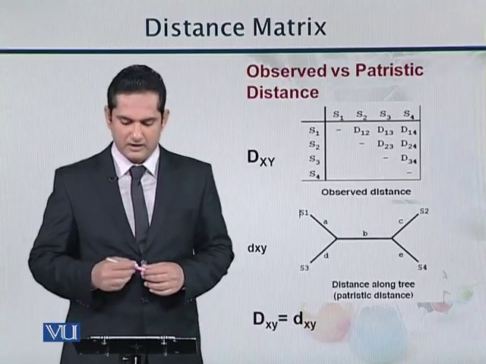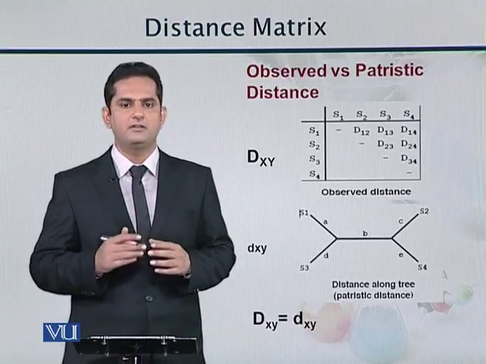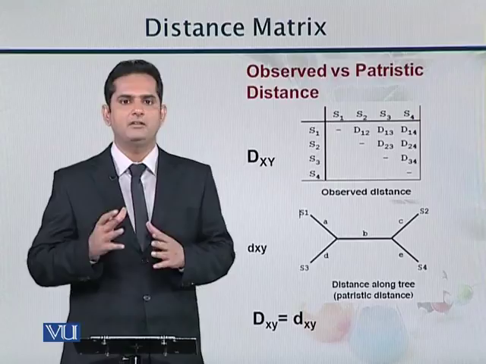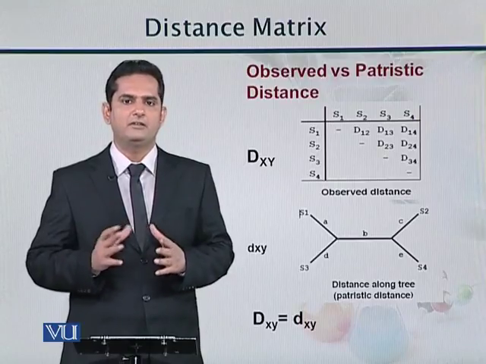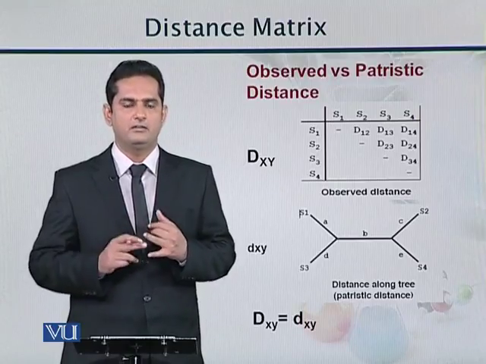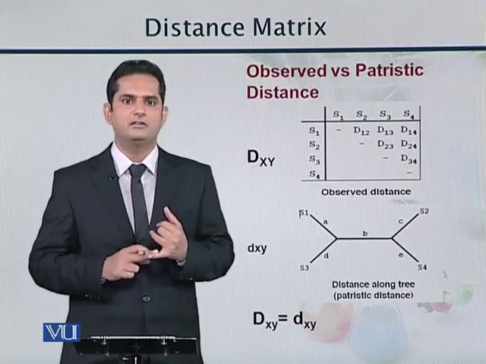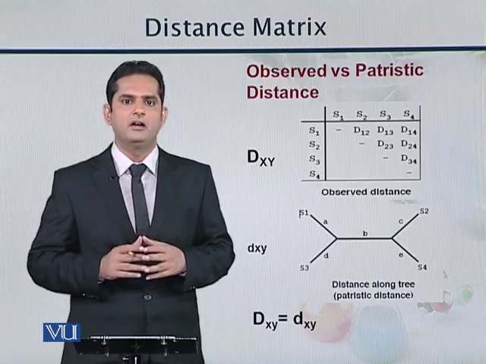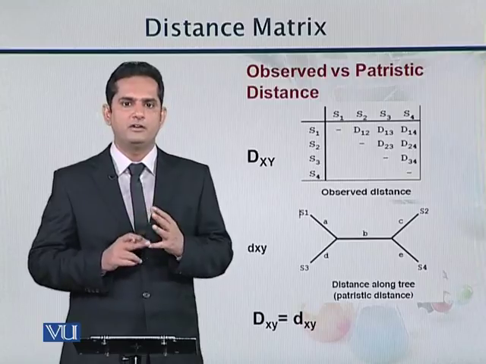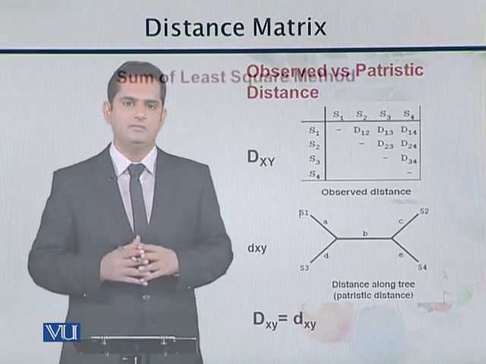And the other one is our patristic distance. Patristic distance is the distance which is present in our generated tree. So patristic distance is our generated distance in the tree, and observed distance is our distance in the sequence. And our goal should be that our observed and patristic distance should always be equal.